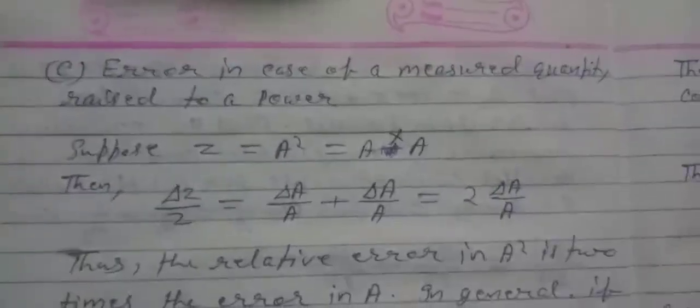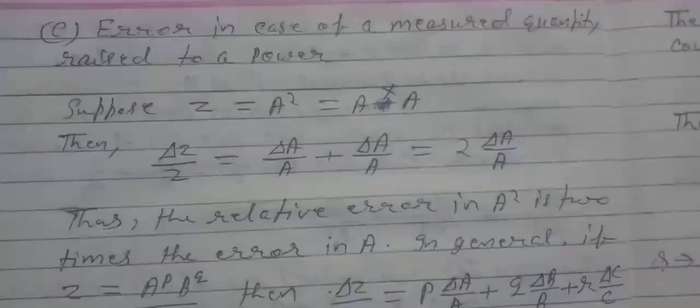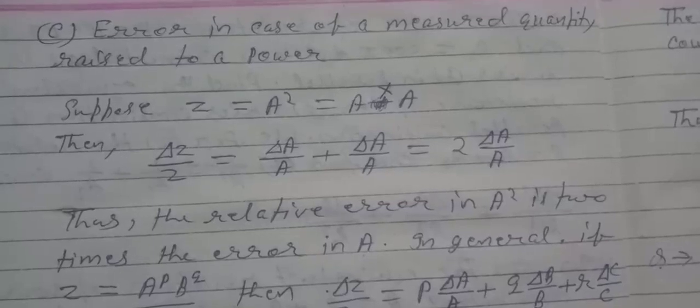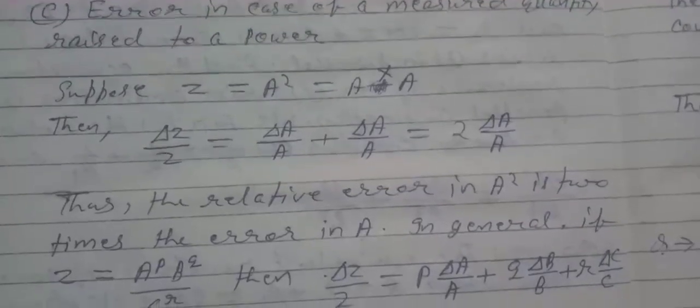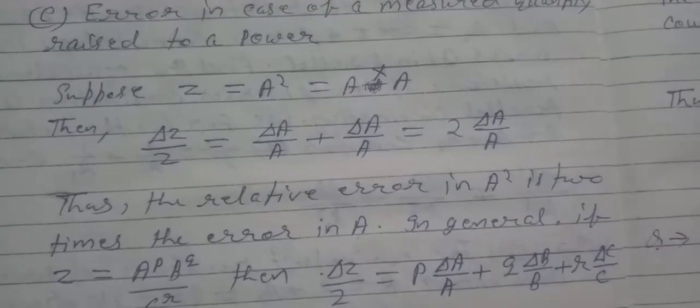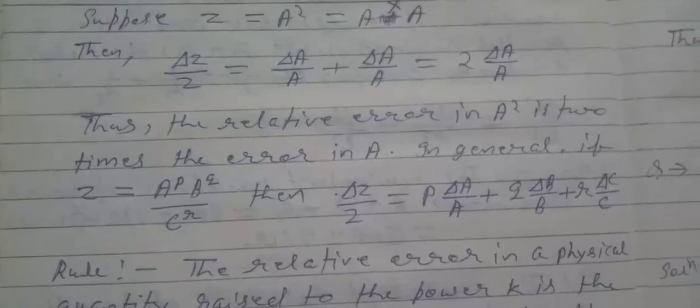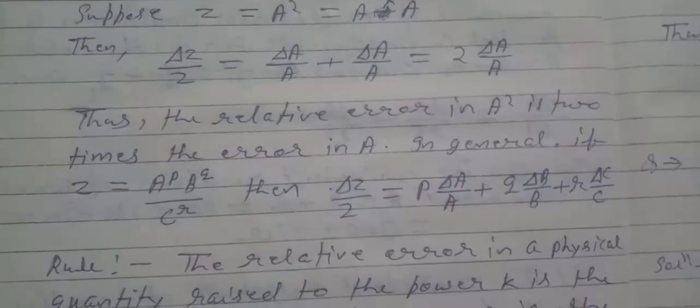See, errors in the case of a measured quantity raised to a power. Suppose Z = A², that is A into A. Then ΔZ/Z = ΔA/A + ΔA/A = 2 ΔA/A. Thus, the relative error in A² is 2 times the error in A.